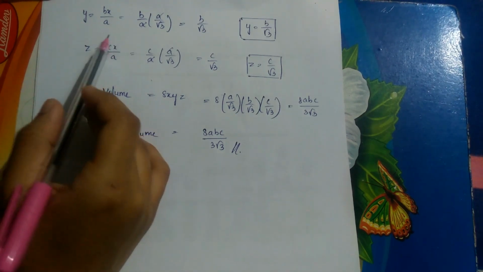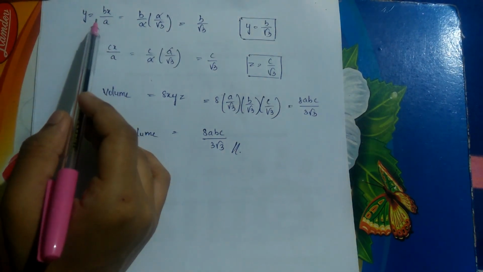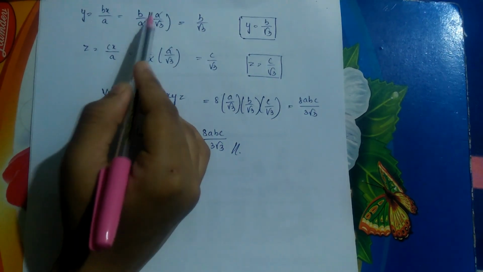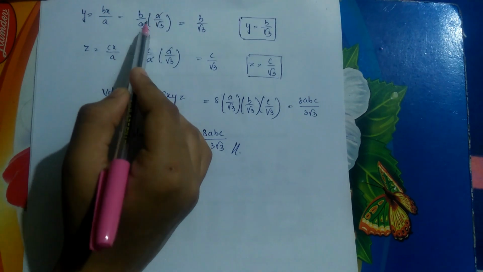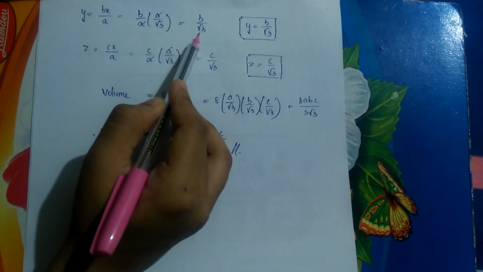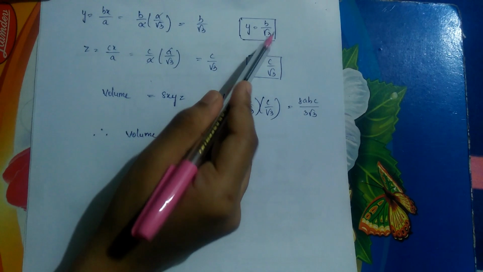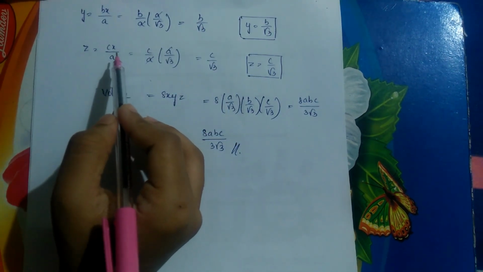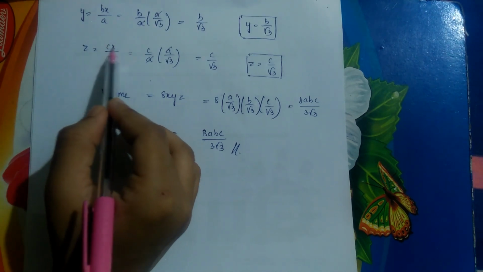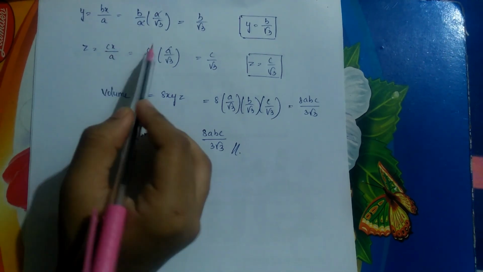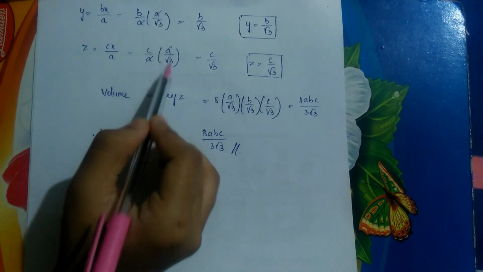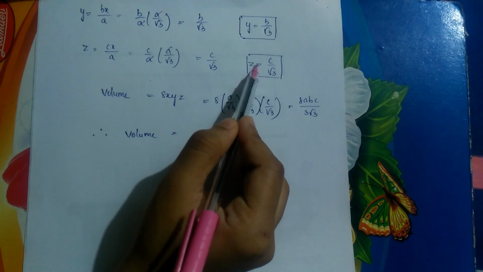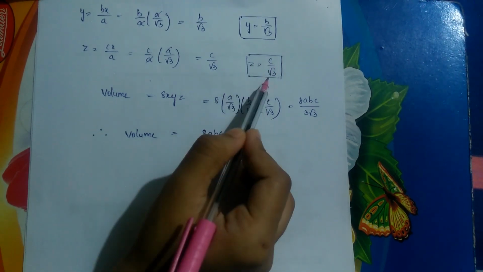Now substitute the x value in equation number 5, that is y is equal to bx by a. So when you substitute here b by a into a by root 3, a gets cancelled and we get b by root 3. So the y value is b by root 3. Then when you substitute the x value in equation number 6, that is z is equal to cx by a, we get the z value, that is c by a into a by root 3, a gets cancelled and we get c by root 3. So therefore z is equal to c by root 3, this is the z value.